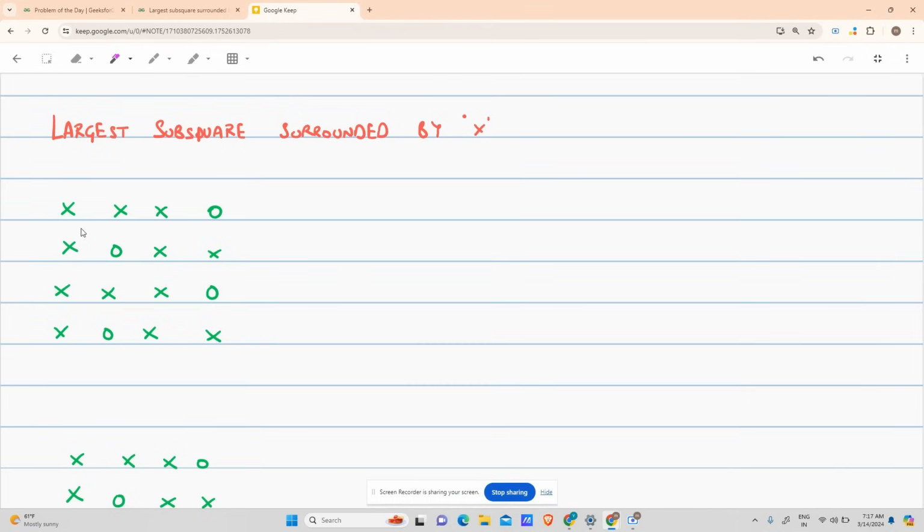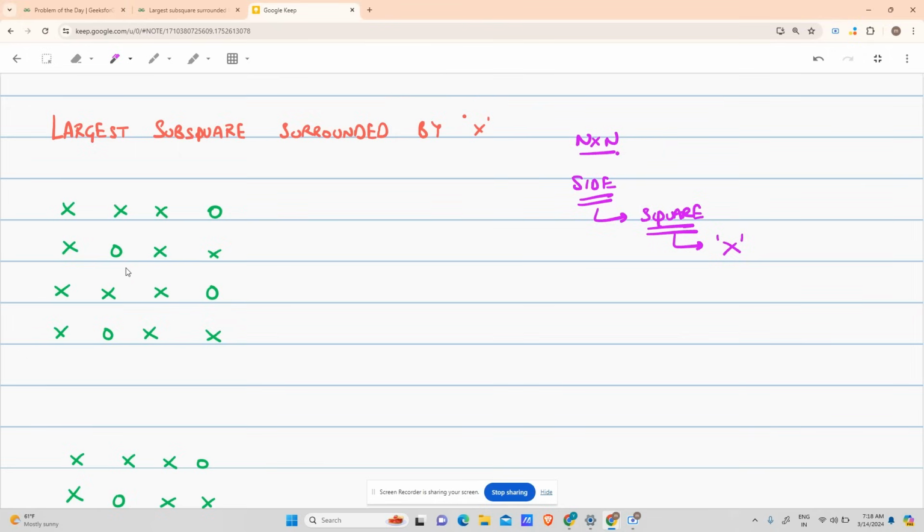Okay. So the problem says that you have been given an n by n matrix, that is, an equal number of rows and columns. And you have to find the maximum side that can be formed of a square such that the boundary of the square contains X only. Like it can contain X or 0 inside, but the square boundary should contain X only. Okay, so let us identify the squares that are present here.